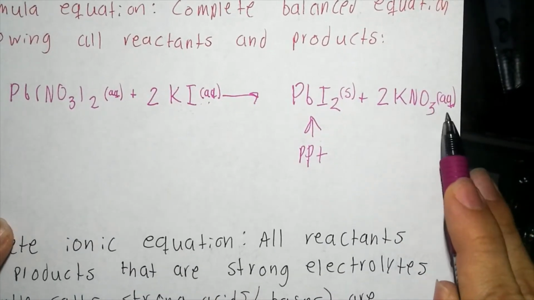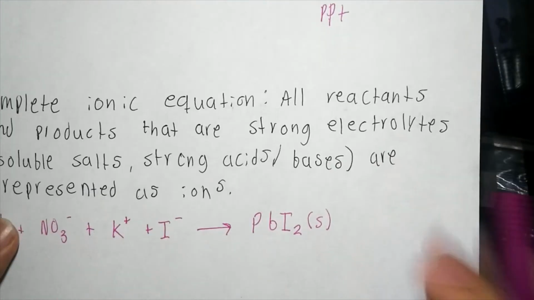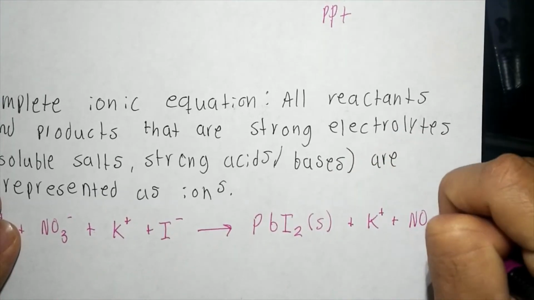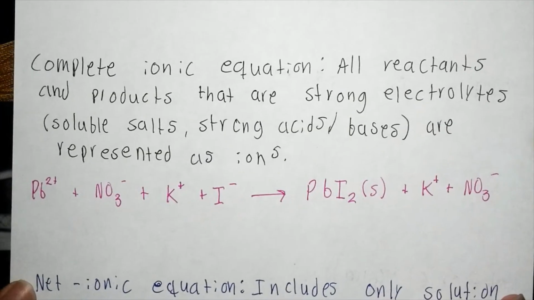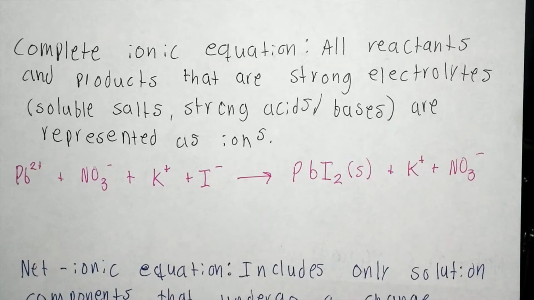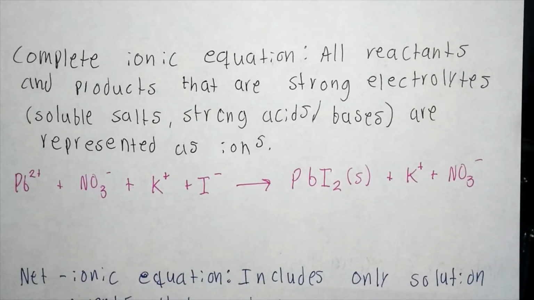However, potassium nitrate, we said it was aqueous, so that one will split apart. So it'll make K+ and NO3-. So all these ions, we're just going to assume they're aqueous. We don't need to write down aqueous 6 separate times. We can tell that they are aqueous because they dissolved in water. Now, this is a pretty good representation for what's going on in the reaction.